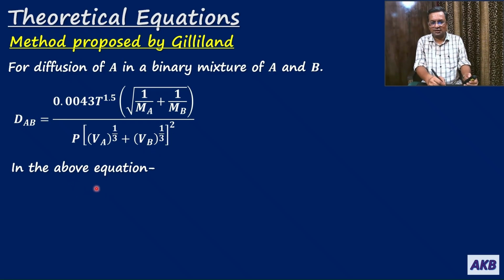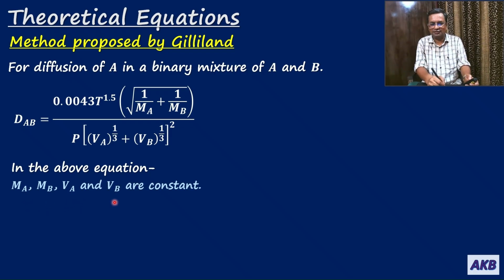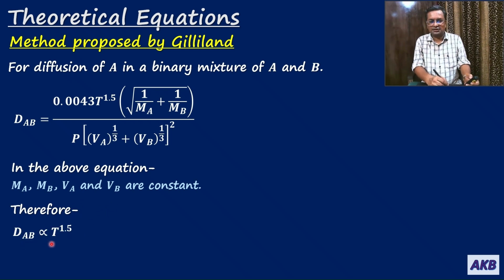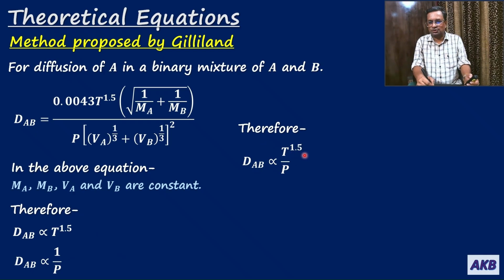Now in the above equation, if you try to find out constant terms, the molecular weight of A, molecular weight of B, VA and VB, these are constant. So that means according to this equation, DAB is directly proportional to T raised to 1.5 and it is inversely proportional to pressure, that is, DAB is proportional to 1 by P. So in combination you have DAB directly proportional to T raised to 1.5 and inversely proportional to P. This is how DAB depends on temperature and pressure according to the method proposed by Gilliland.